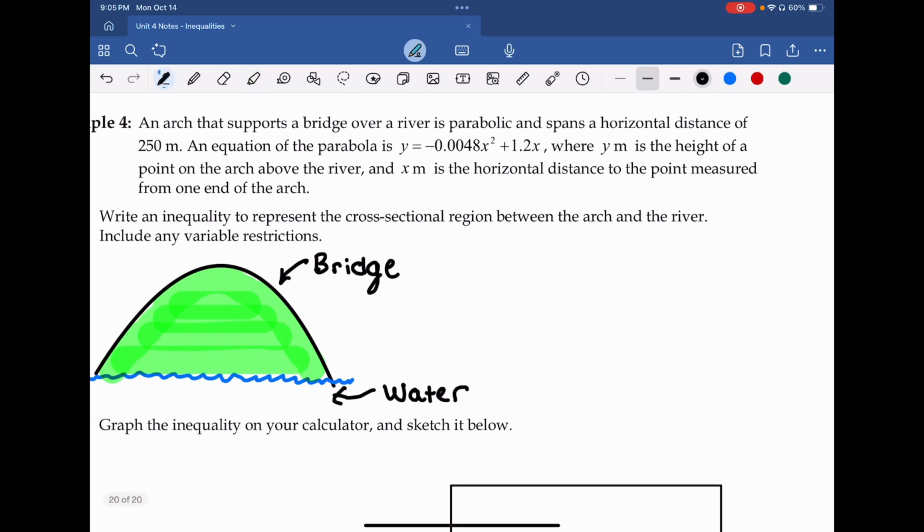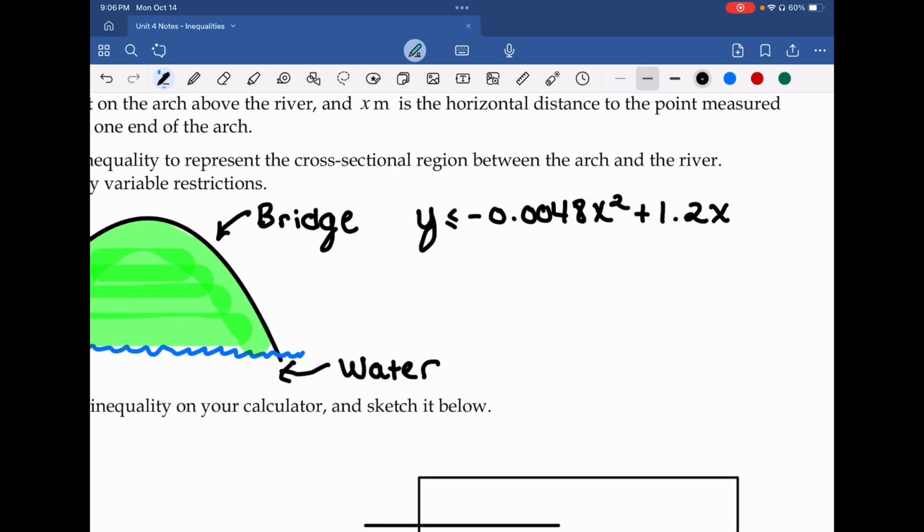Now, the inequality that will represent this is the following. We're going to write it as y is less than or equal to that boundary line of negative 0.0048x squared plus 1.2x. There we go. Now, what is the restriction on the variable? First and foremost, we need it to be such that y is greater than or equal to 0. If y is not greater than or equal to 0, then you're going to be below the water level. We don't want to be in the water taking a swim.